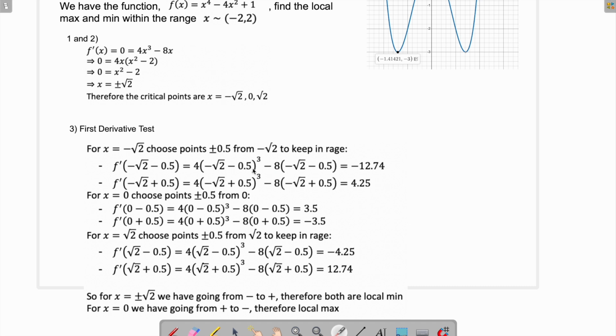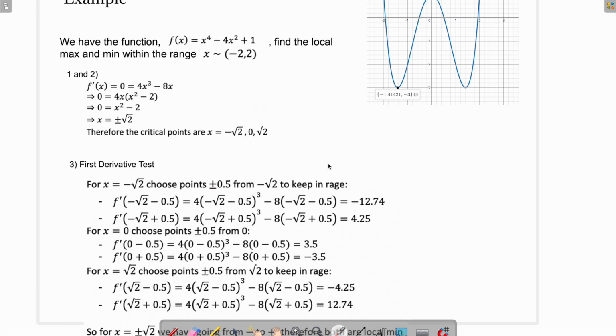So let's perform the first derivative test. As you can see here, I've chosen points plus 0.5 and minus 0.5 because the square root of 2 and negative square root of 2 is actually minus 1.414 and 1.414. So if I did plus 1 and minus 1, it would be outside of that range from minus 2 to 2, but keeping it within plus or minus 0.5 keeps it in that range.